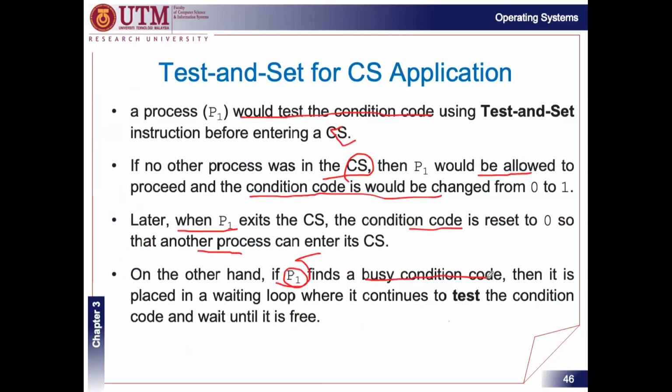On the other hand, if P1 finds a busy condition code, what it will do is be placed in a waiting loop where it continues to test the condition code and waits until it is free.